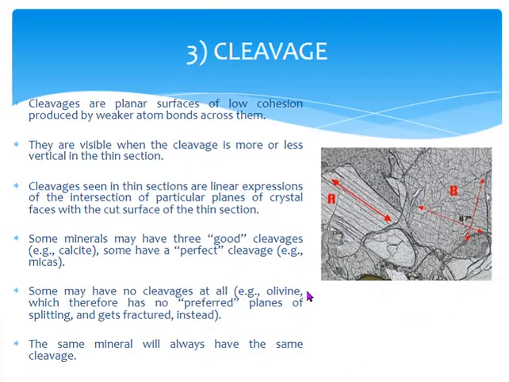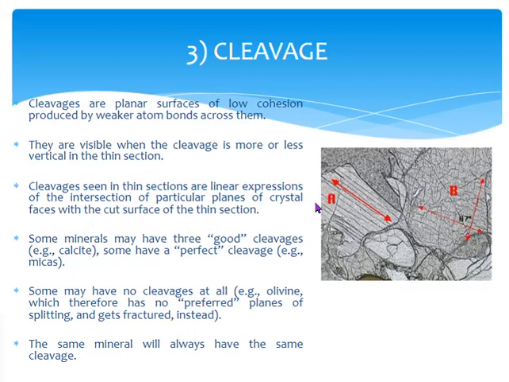Next property is cleavage. This is the most important property in plane polarized light for a mineral under the petrological microscope. Cleavages are planar surfaces of low cohesion produced by weaker atomic bonds across them, and they are visible when the cleavage is more or less vertical in the thin section. Cleavage seen in thin section is the linear expression of the intersection of particular planes of crystal faces with the cut surface of the thin section.